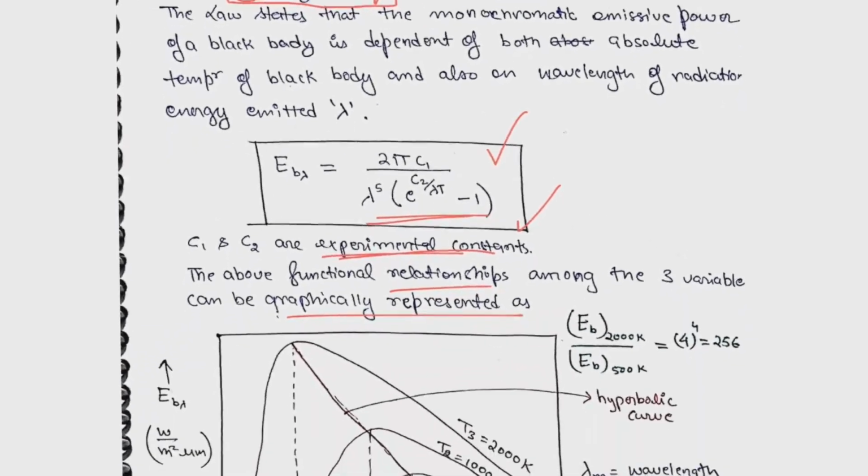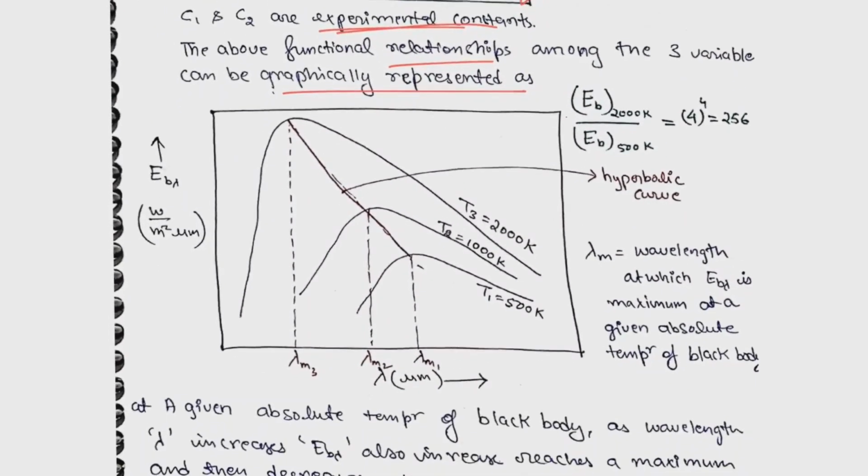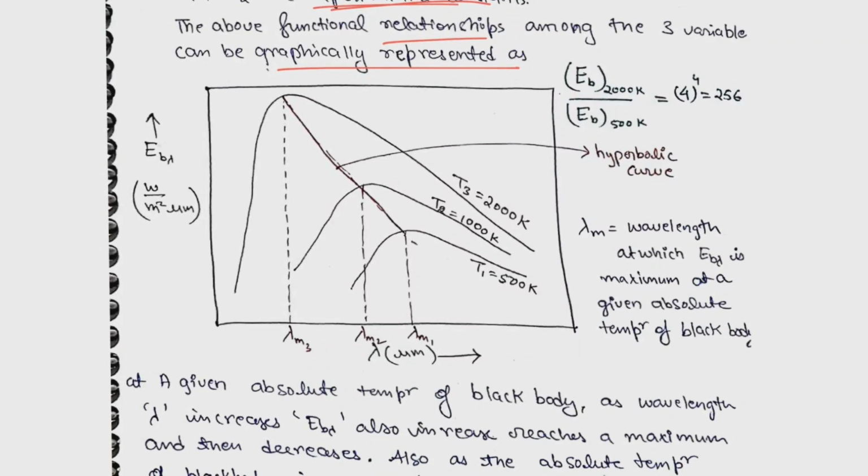Planck has also given us the graph of how the variation actually takes place. This is a beautiful graph given by Planck. It is drawn between the monochromatic emissive power of a black body and the wavelength. Then the graph would be like this. Let us see the variation. Initially, as the wavelength increases, the monochromatic emissive power also increases. As soon as it reaches the maximum value, it decreases again.